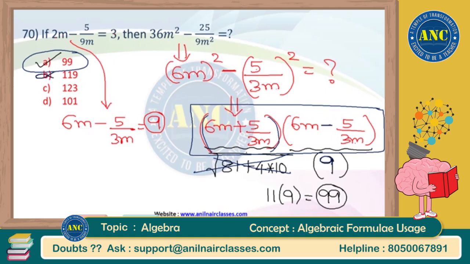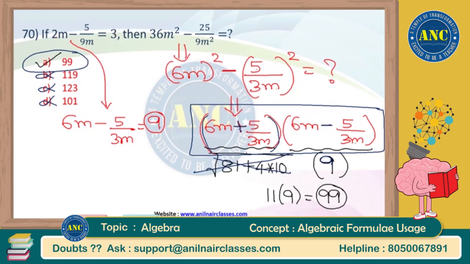So second option is not a multiple of 9, third is not a multiple of 9, fourth is not a multiple of 9. Who is asking you to find 6m plus 5 by 3m value, which is not at all required according to the answer options. That is what I am saying to you multiple times. Always keep an eye on your answer options.